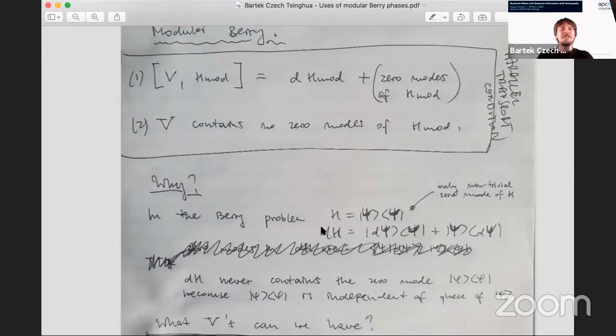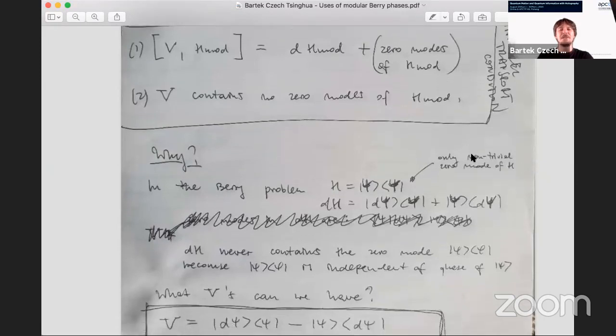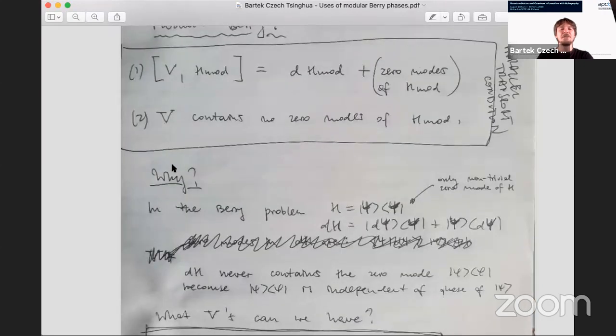So whatever DH is, it can never have any zero modes of H itself. Therefore, this term in the equation here will never appear in the Berry case. So it's okay, in trying to write a generalization of the Berry problem, to write down this extra term, which is plus zero modes of H, because these zero modes could never have occurred in the Berry problem at all. So this part of the equation was just not fixed in the Berry case. Now let's talk about what kind of V's I can have to solve these equations.